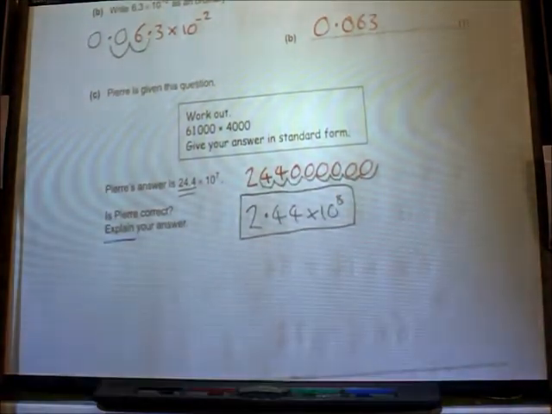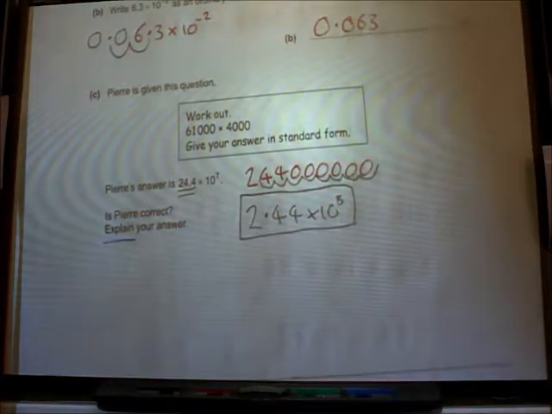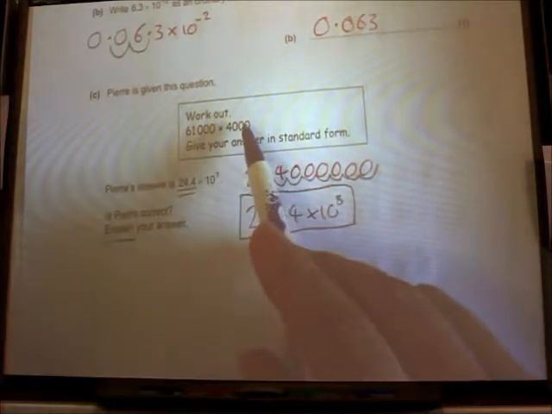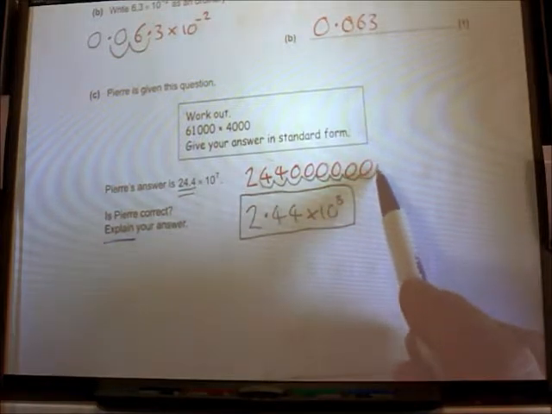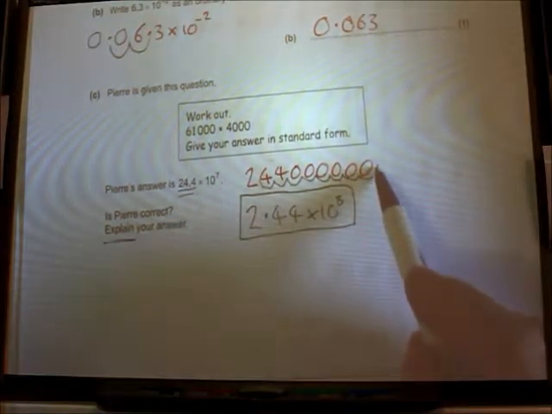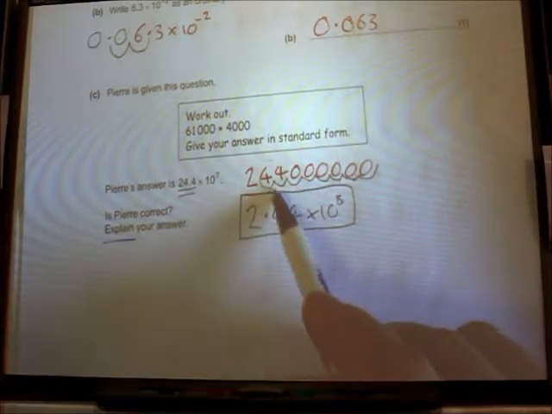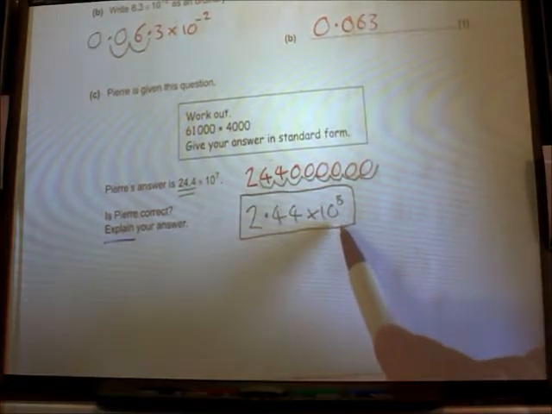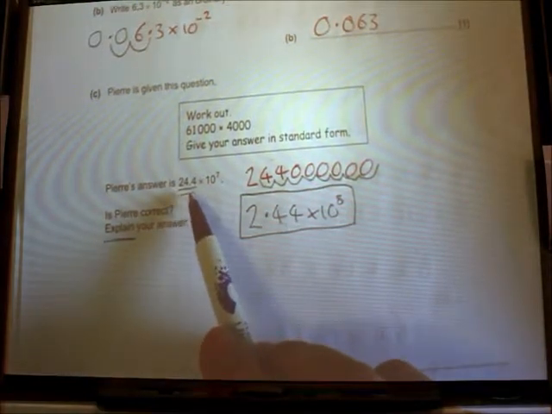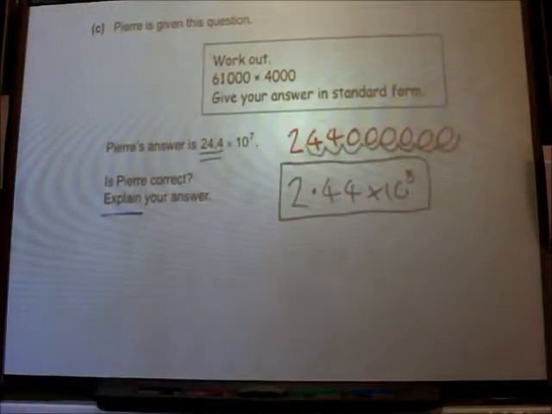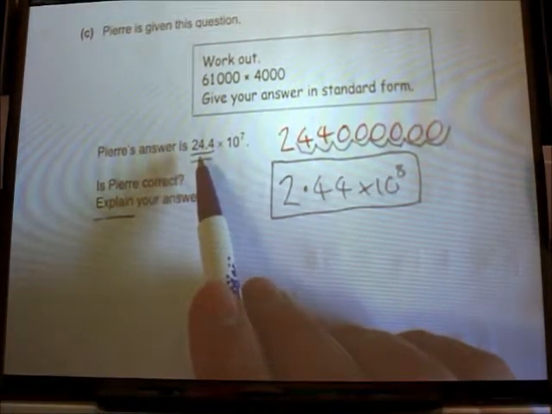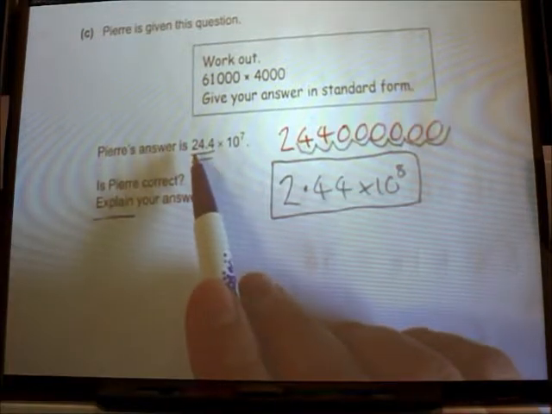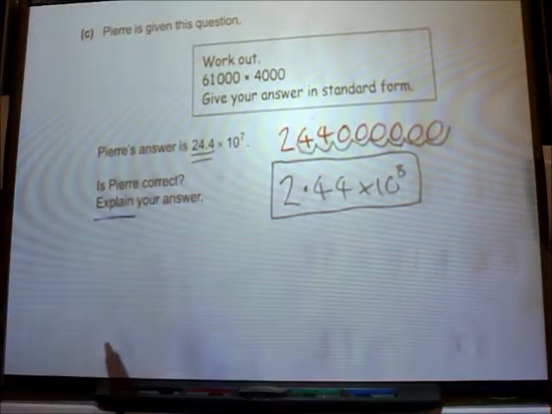So explain. What I did was I worked it out. It's a calculator paper, so I did 61,000 times 4,000, which gave me this number here. And then I converted this into standard form. So you move the decimal. So it's 2.44 times 10 to the power 1, 2, 3, 4, 5, 6, 7, 8. So that is the correct answer. And what you should be able to spot, what Pierre's done, he's put 24.4, and it's incorrect because this number here needs to be between 1 and 10, and it is not. So if he'd done 2.44 times 10 to the power 8, it would have been correct.